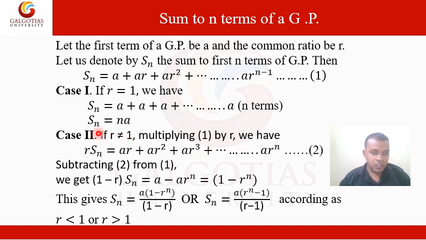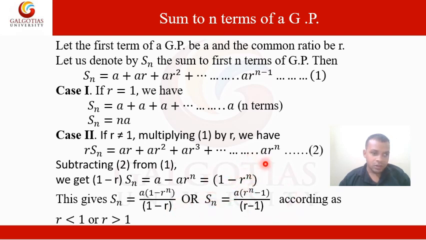Now, in the case where r is not equal to 1, multiplying my equation by r again, we get r times Sn is equal to ar plus ar squared plus ar cubed and up to ar to the power n. After subtracting both the equations, Sn minus r times Sn, we get (1 minus r) times Sn is equal to a minus a times r to the power n. So we get 1 minus r to the power n here, so Sn will be equal to a times (1 minus r to the power n) by (1 minus r).